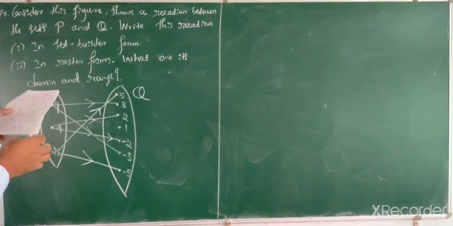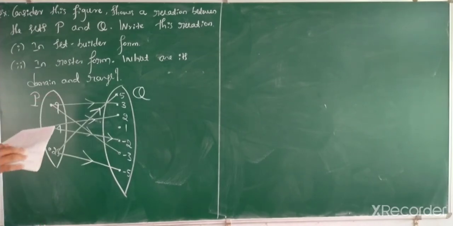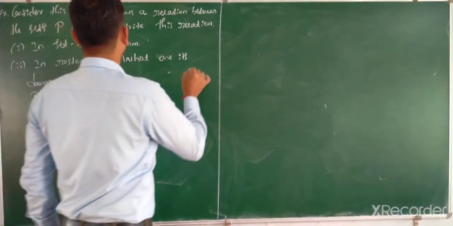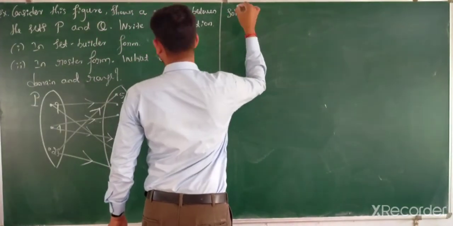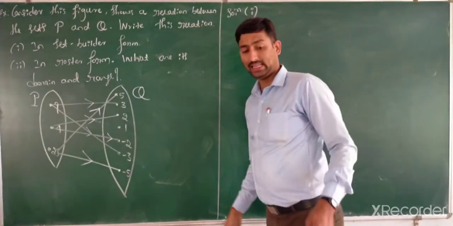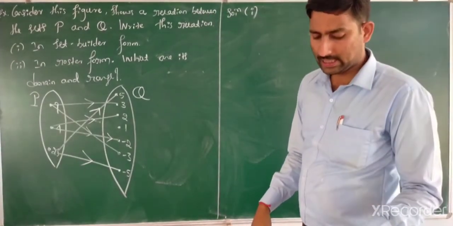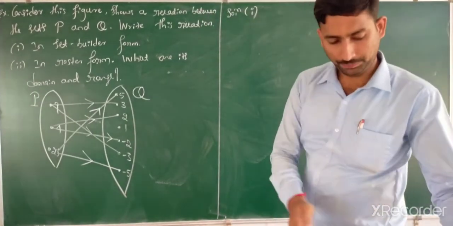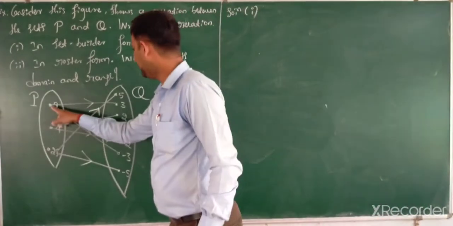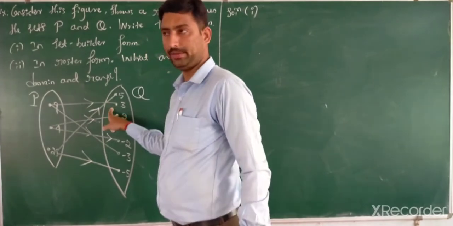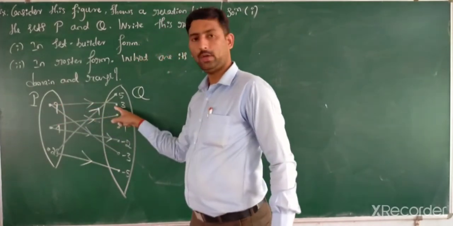What they are asking is for the relation in set builder form. Solution number 1. In the set builder form, what are the relations? Just observe the relation, which is what they have given. Here there will be 9. 9 to 3, there will be a combination.